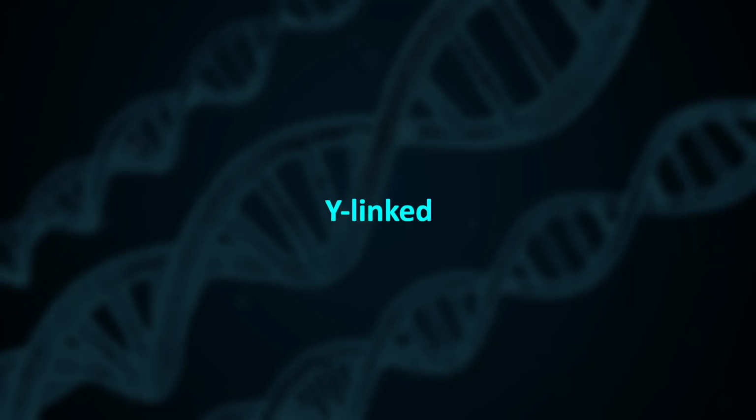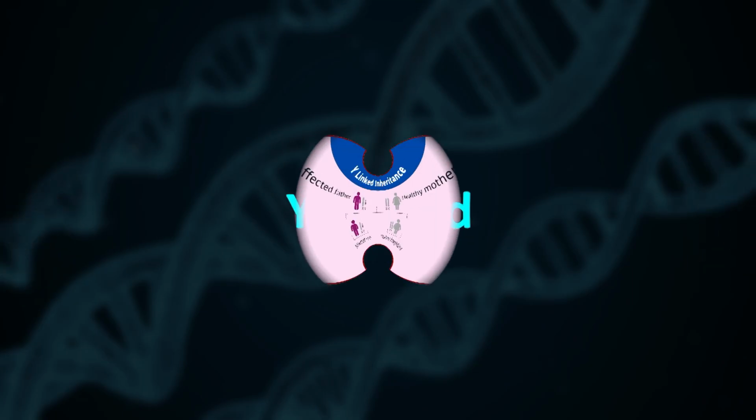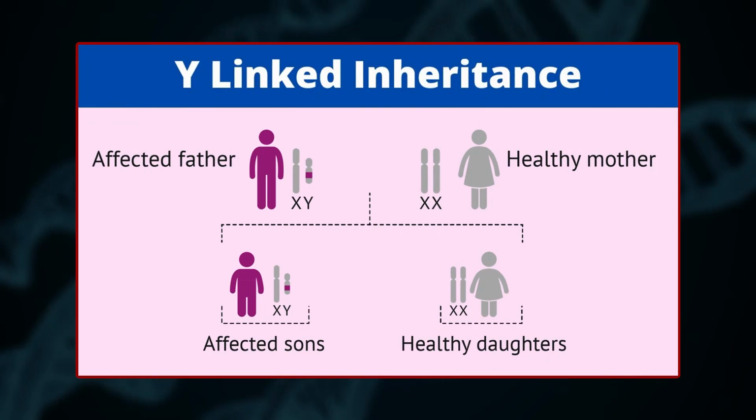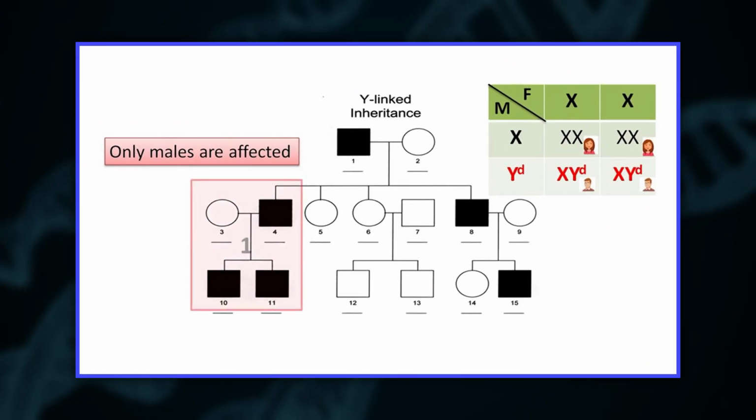Dear students, let's discuss the other condition, that's Y-linked. Only males are affected in human Y-linked inheritance and in other species with the XY sex determining system. There is only father-to-son transmission. This is the easiest mode of inheritance to identify, but it is one of the rarest because there are so few genes located only on the Y chromosome.